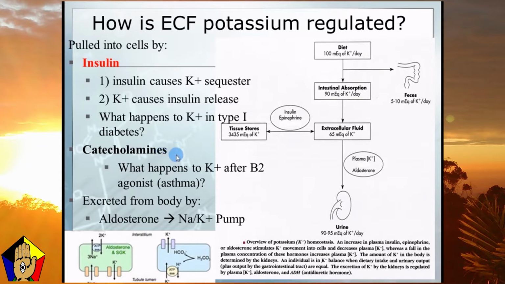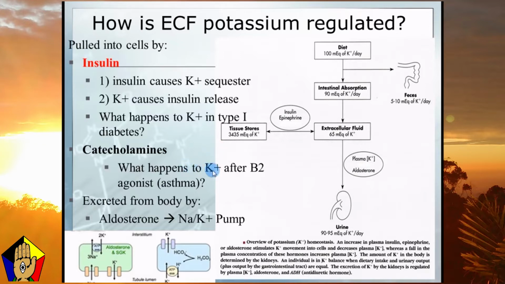So epinephrine, norepinephrine work a lot like insulin on potassium. They help you store it. They push it into the cells. So if somebody's taking something like epinephrine, they take an EpiPen, what could you expect to happen to their potassium levels? Will they go up or go down? They go down, they drop.